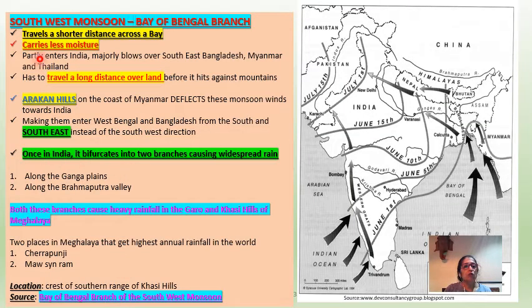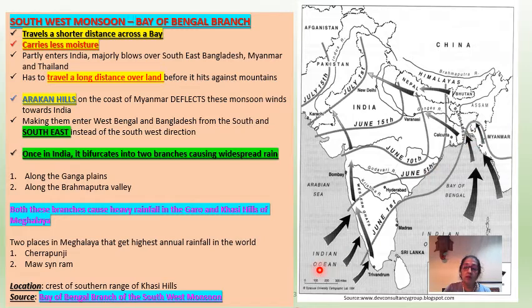Now we look at the southwest monsoon, the Bay of Bengal branch. These monsoon winds travel a shorter distance across a bay like this. And these monsoon winds travel a longer distance across the Arabian Sea, across the Western Ghats, and they go like this and they go like this. They travel longer distances to reach across India. Now, the Bay of Bengal branch travels a short distance, and they carry less moisture.